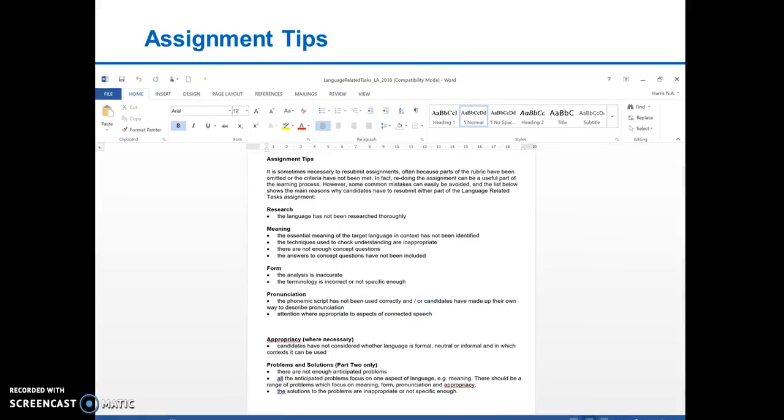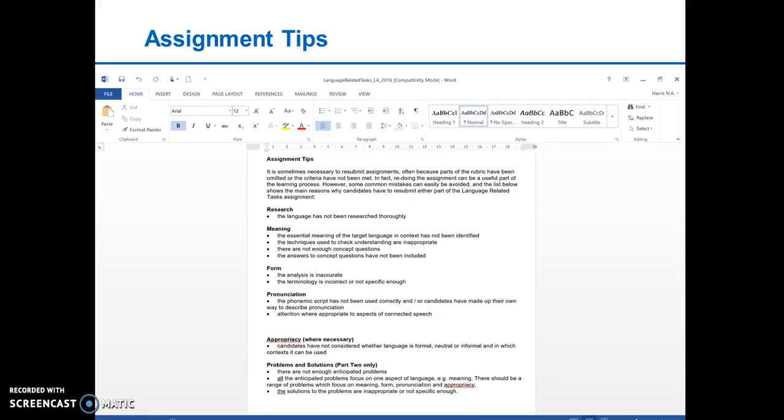As ever, the assignment tips page is really helpful, as this identifies the common causes of resubmission on this particular assignment. Similar to the vocab, we ask students to pay particular attention to areas around insufficient research, unclear example sentences, and inappropriate or incomplete techniques for testing and checking understanding. Notice also that, again in this assignment, as with the vocabulary, the answers for concept checking questions are required, and if they're left out, you will be asked to resubmit.